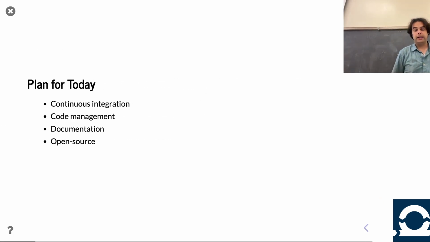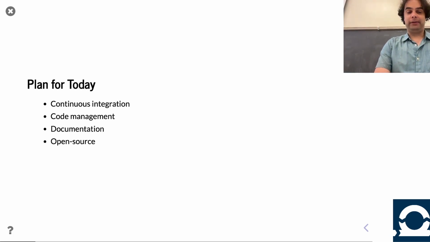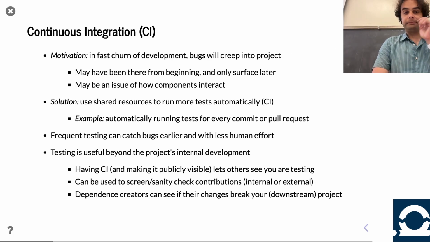Cool. So how are we going to do that? Well, talking about a lot of nitty gritty things that actually exist. For example, continuous integration, a way to keep running tests. Code management, how do you keep track of all this code for this big project? Documentation, and finally, the namesake for this whole lecture, open sourcing it. So first off is continuous integration.